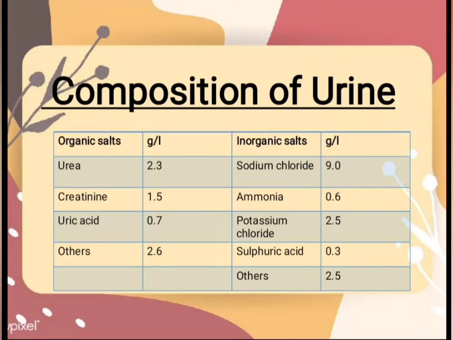Now let's see the inorganic salts. Sodium chloride is 9 gram per liter. Ammonia is 0.6 gram per liter. Potassium chloride is 2.5 gram per liter. Sulfuric acid is 0.3 gram per liter. And other inorganic salts are 2.5 gram per liter.